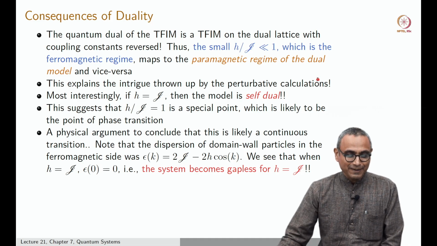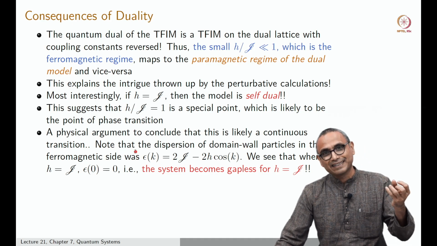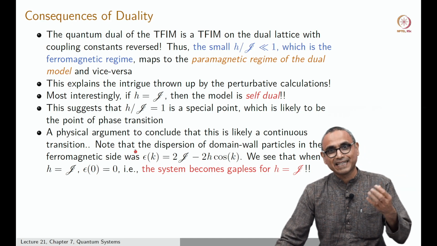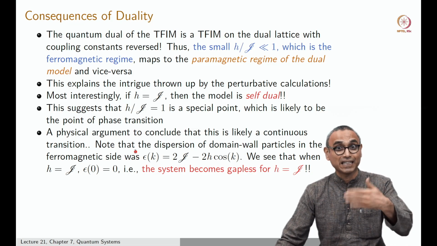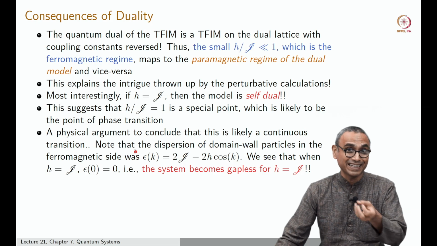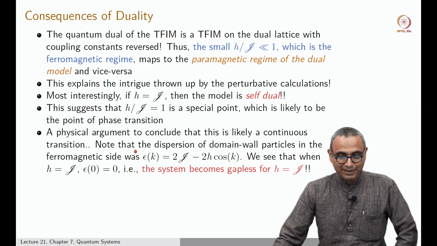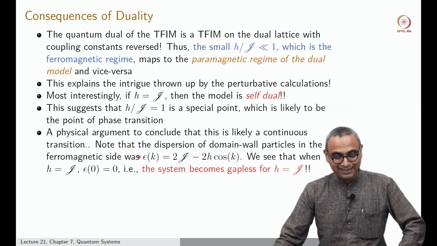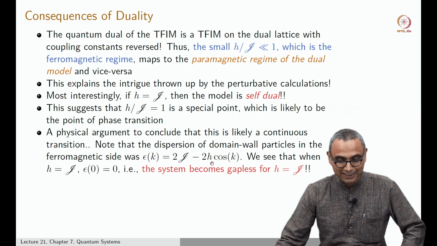So, you remember that the domain walls were able to hop when you introduce the transverse field term, and the transverse field term acted like the kinetic energy of the domain walls. So, what is the dispersion of these domain walls? You will see that it is 2J minus 2h cos k.